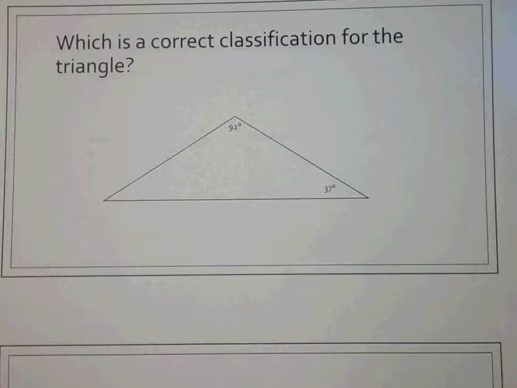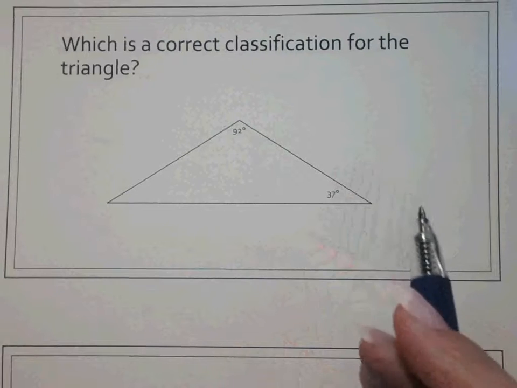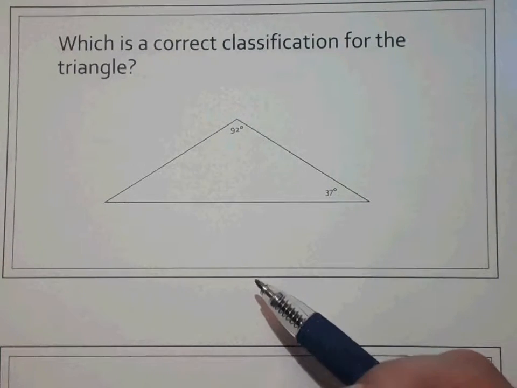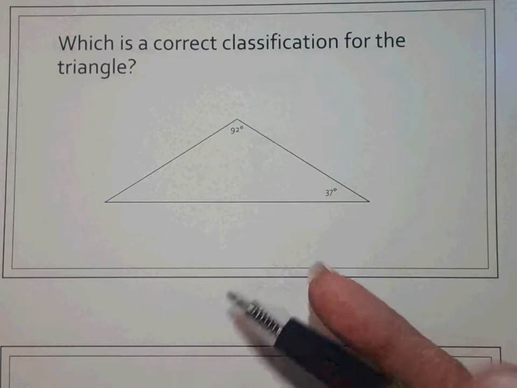So that's the measurement of the missing angle. Okay, what is the correct classification of the triangle? Okay, so a correct classification, remember you can have right triangle, acute triangle, or obtuse.